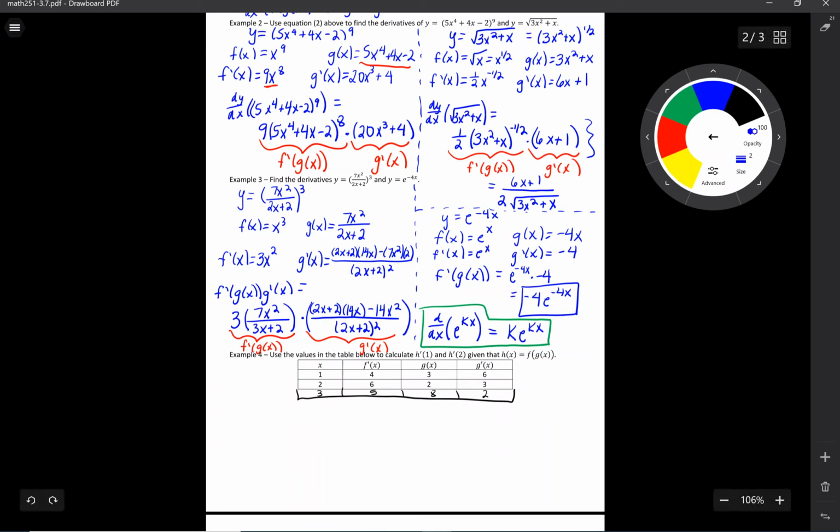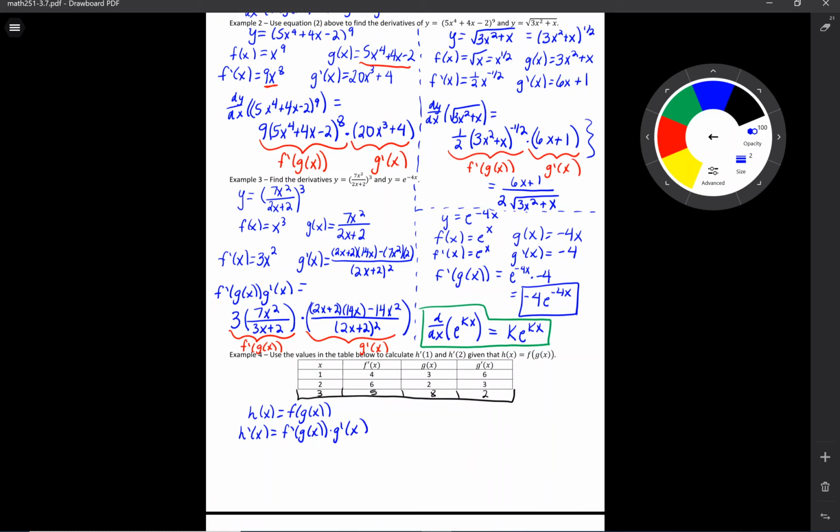So if h of x is a composite function, f of g of x, then I know that h prime of x, using the chain rule, is f prime of g of x times g prime of x.